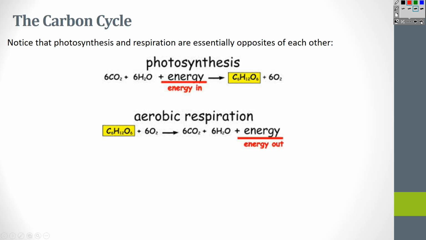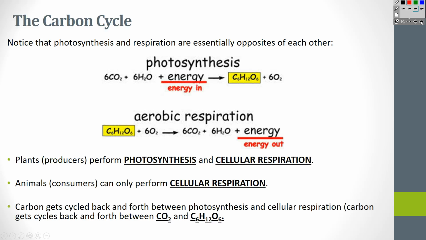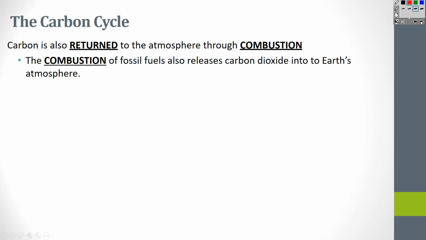So if you look at these 2 reactions, they are basically the opposite of each other. Photosynthesis and respiration, exact opposites. There's a nice balance there between plants and animals. This is how carbon dioxide gets cycled back and forth between plants and animals.